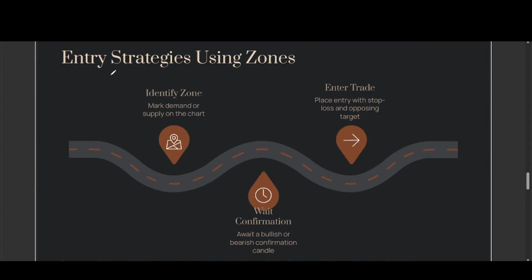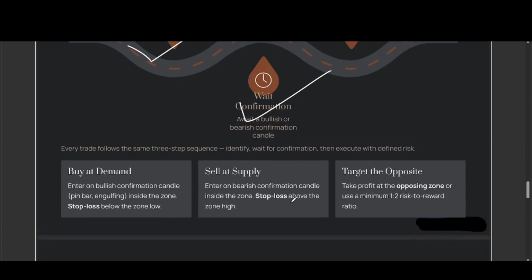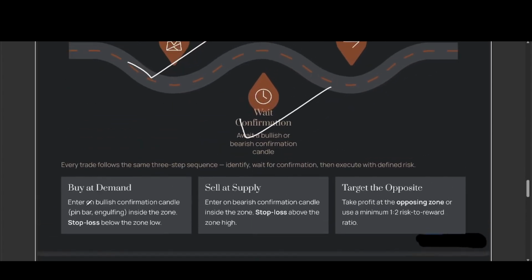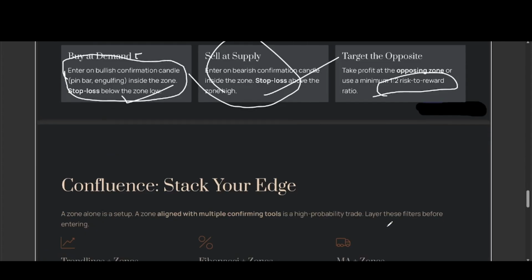Now, entry strategy using this zone. I'll give you multiple strategies. First, you identify the zone, wait for confirmation and enter the trade. But if you combine it with a bullish confirmation candle at the demand zone, or a bearish confirmation candle at the supply zone, with stop loss below the demand zone or above the supply zone, and then target a 1:2 risk reward, this will be an A++ setup for you.